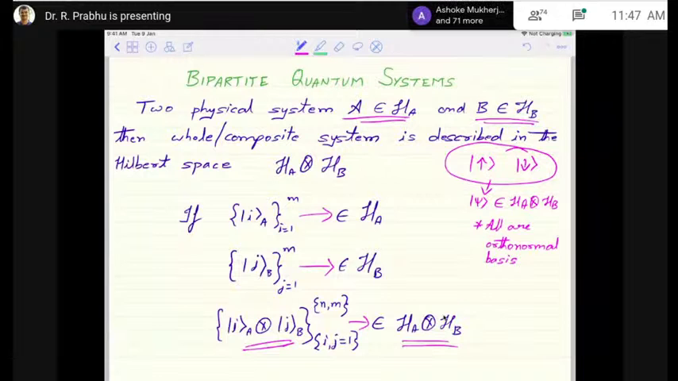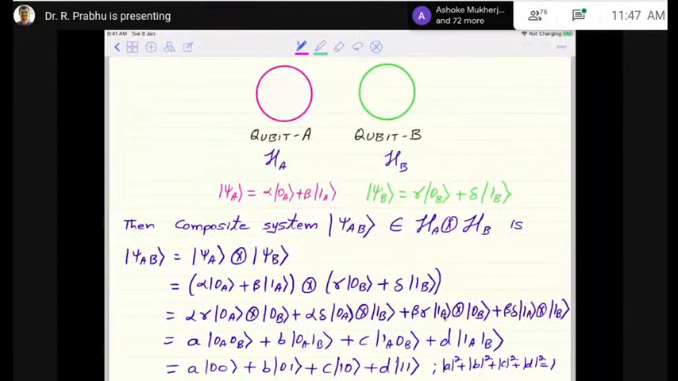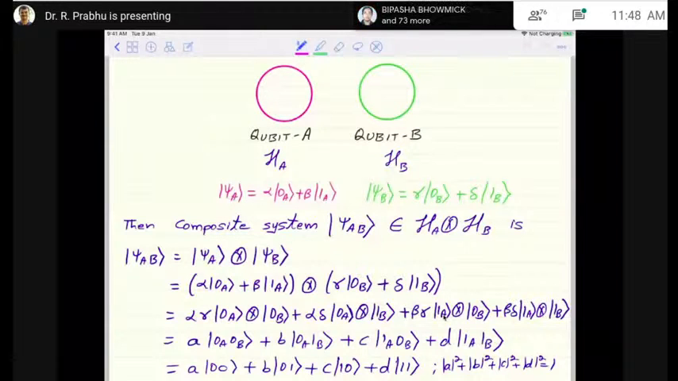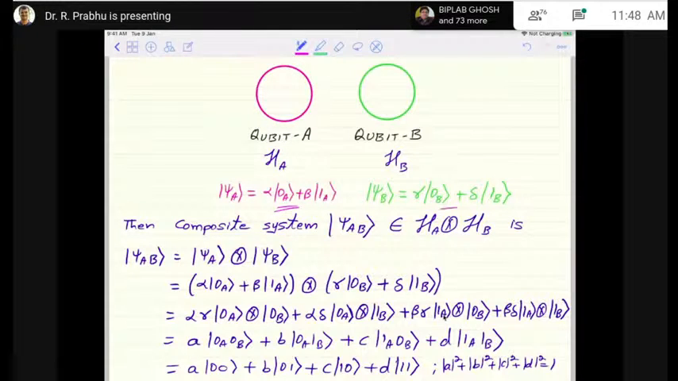So this is the Hilbert space corresponding to the bipartite quantum system. For example, if you consider a qubit A and a qubit B, which are from Hilbert space A and Hilbert space B, then we have this one. If you try to write the general wave function with respect to Hilbert space A and Hilbert space B, the two qubits can be written like this.